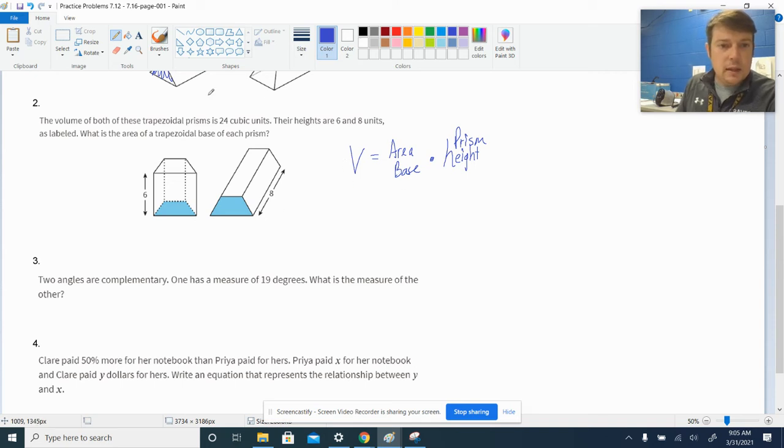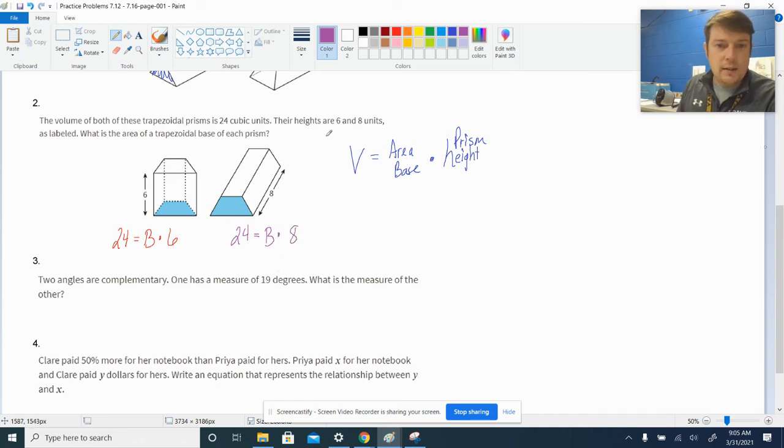Now, of the things that are provided, we know that the volume for both of these is 24. So let's do this one in here in red. 24 equals the area of the base times 6 in this case, because 6 was the height of this prism. In the other one, the one on the right, we know that the volume, which is 24 cubic units, is equal to the area of the base, which is the blue part, multiplied by 8.